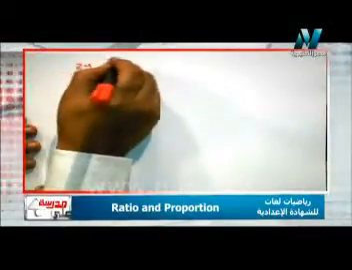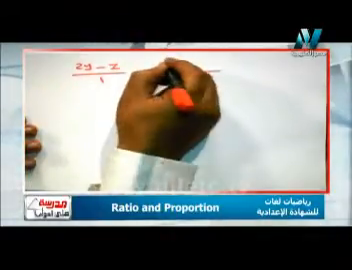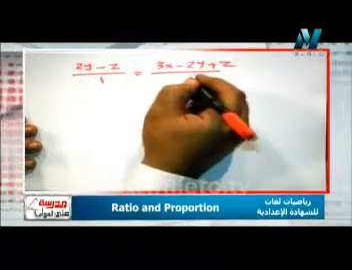The proof here says, prove that 2y minus z over 3x minus 2y plus z equals half. So I can write it as: prove that 2y minus z over 1 equals 3x minus 2y plus z over 2.